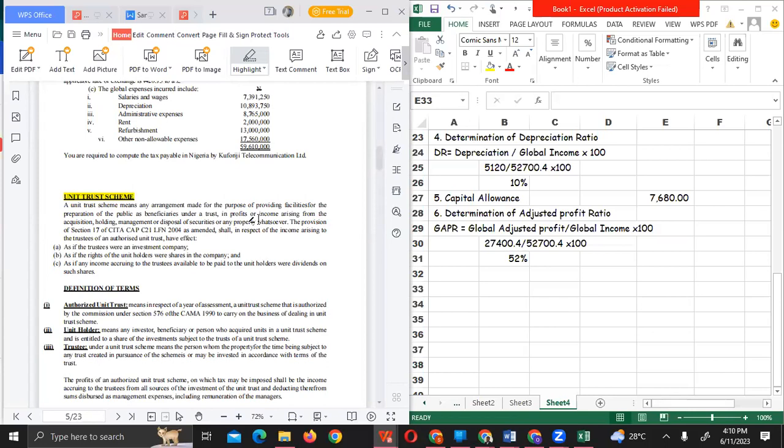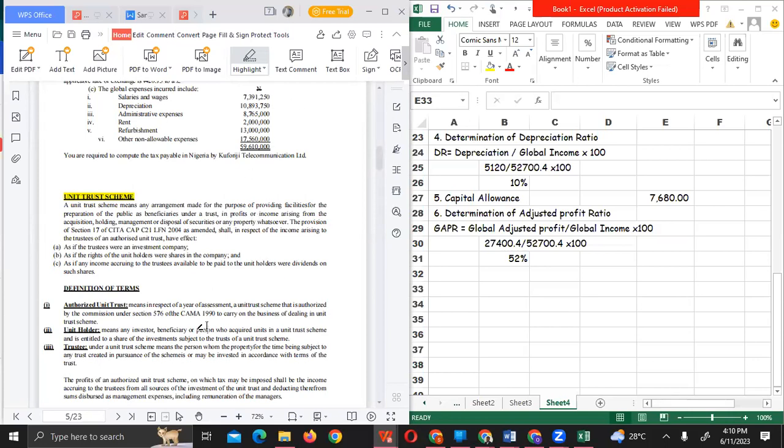So let's go to definition of terms that we might come across as we look into unit trust scheme. First is authorized unit trust. It is like you have authorized share capital in the private sector. Authorized unit trust is the amount of shares or units of unit trust that is authorized by the commission for the unit trust scheme to carry on. Like the authorized share capital is the unit of shares that the CAC permits a company to have, the authorized unit trust is the unit of shares that a unit trust scheme is permitted to have in order to carry out the business.